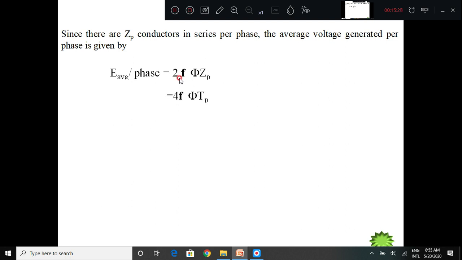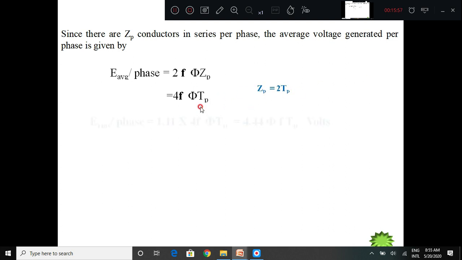Then, if you convert the number of conductors into the number of turns, ZP is equal to 2 times the number of turns. I will explain what is meant by a turn. At this stage you can remember that ZP is equal to 2Tp.